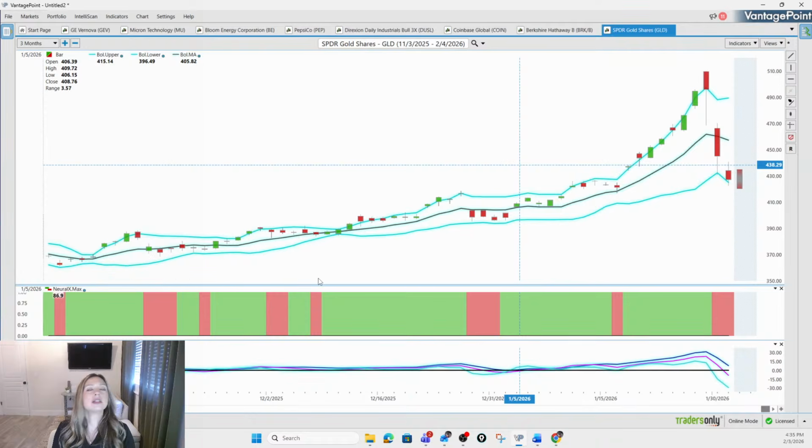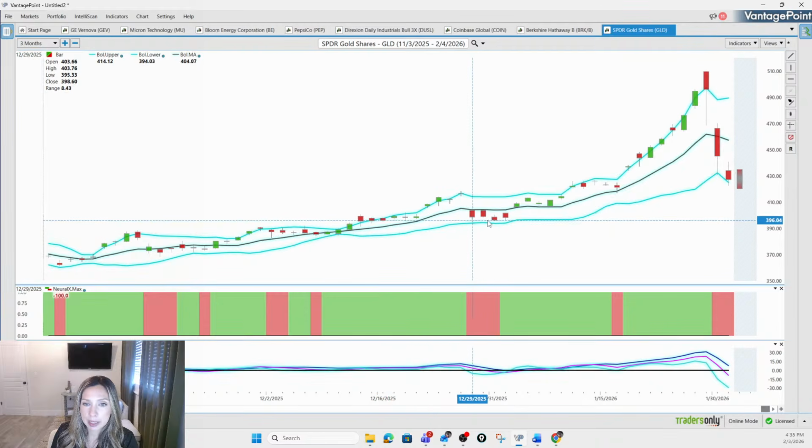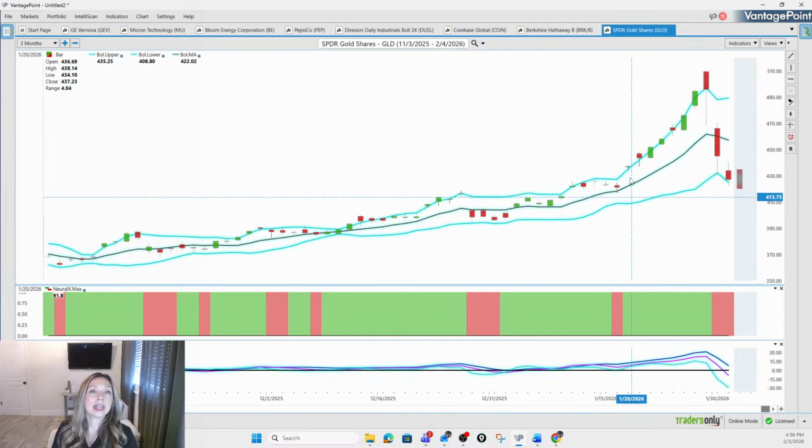Now VantagePoint's Bollinger Bands are set up slightly different for a swing style of trade, so we're using a 1.5 standard deviation. We can see, if you're using that lower Bollinger Band for stops, you could utilize that. In an uptrend though, you might also use that simple moving average as well. Another great indicator for this is Keltner channels, especially for setting those profit targets and when we would expect to see a potential pullback.